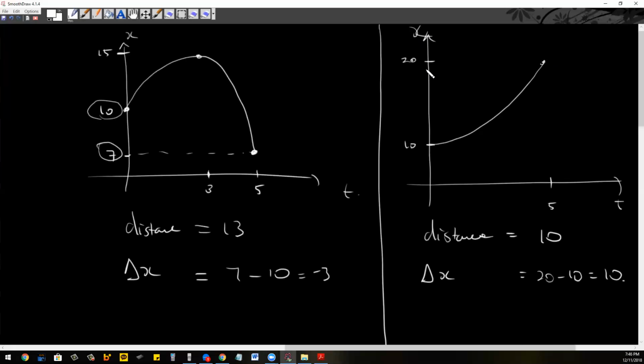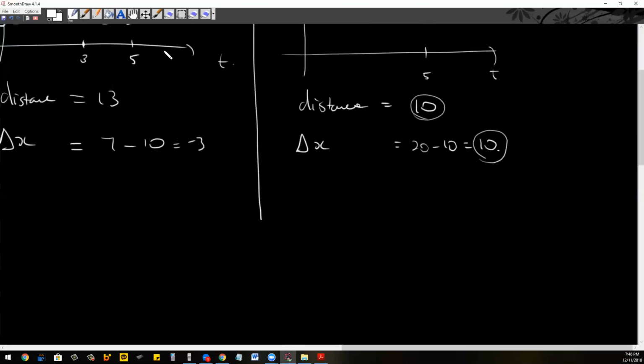So if there is no turning point, distance is actually the same as the change in displacement. When do they differ? Only when there is a turning point.